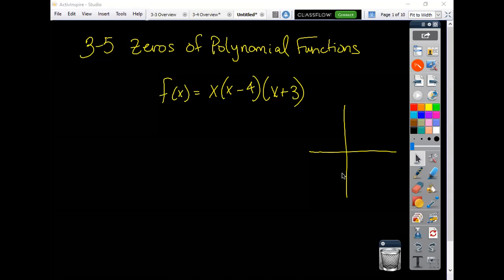Lesson 3-5, zeros of polynomial functions. If you remember in the past, we said we have these things called zeros. They're also called x-intercepts. And then sometimes if they were imaginary or complex. So it was just when the graph hits the x-axis, the y is equal to 0. So that's why they call them zeros.